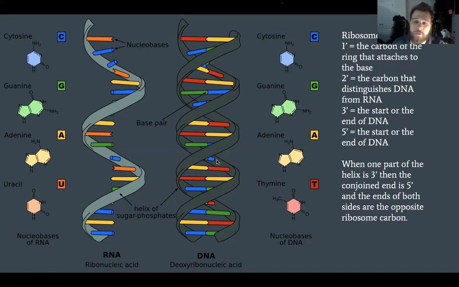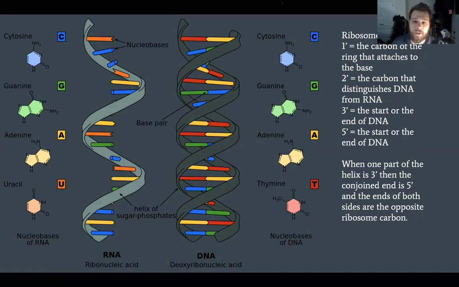Ribose carbons, the only ones that we are really looking at, are going to be 1, 2, 3, and 5. 1 is the carbon of the ring that attaches to the base, so this is the ring connecting to the nucleobases. 2 is the carbon that distinguishes DNA from RNA. 3 is the start or end of DNA, and 5 is the start or end of DNA.